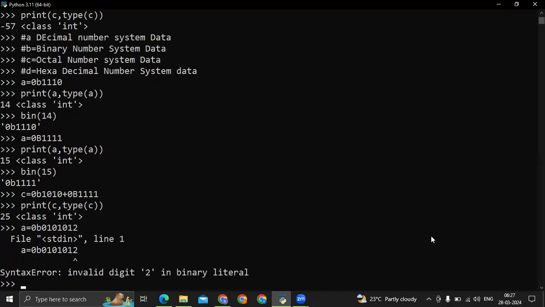Now, if I write A is equal to 0b1011012, I'll get the error: 2 in binary literal. Is this clear to everyone? No response?